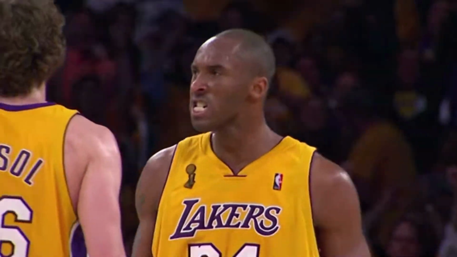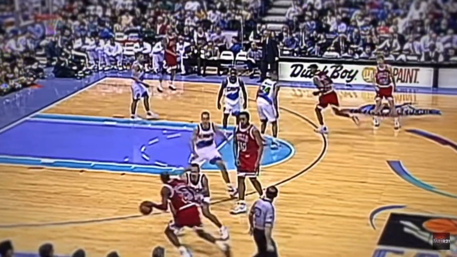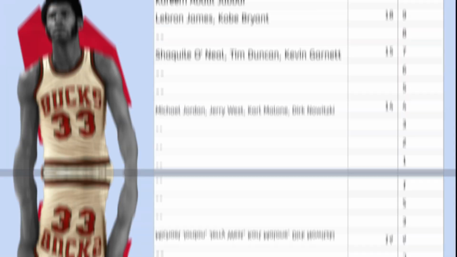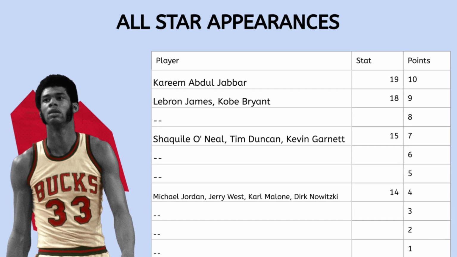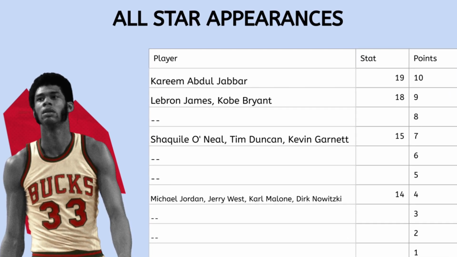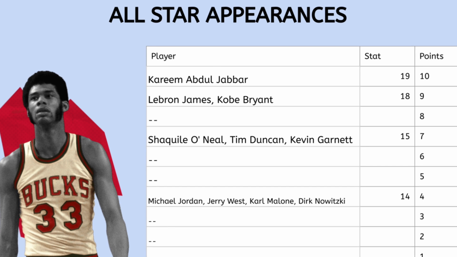The next section of categories deal with accolades and awards. This tends to favor longevity over a player's pure peak of their career. Anyways, the first category we're going to look at is All-Star appearances. Kareem Abdul-Jabbar leads this category with a mind-boggling 19 All-Star appearances. Kobe and LeBron follow him up with 18 appearances.